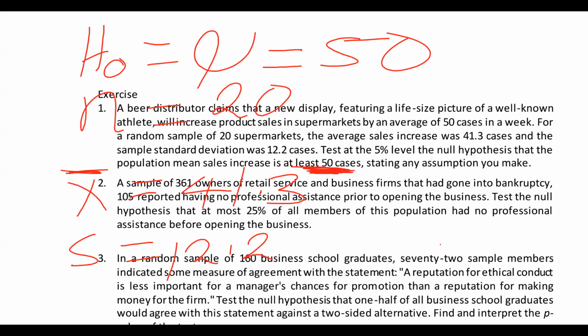Now, here is something that you have to pay attention to. Looking at the question, the way the question is asking. Can you test if the null hypothesis will be at least 50 cases. Meaning you are testing that the population mean, which is mu, will be greater than what? At least means greater. You are testing that mu will be greater or equal to 50. Are you following that? Yes, sir.